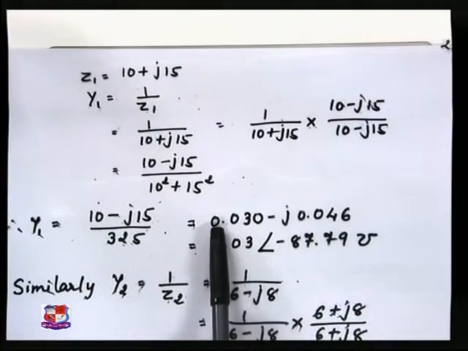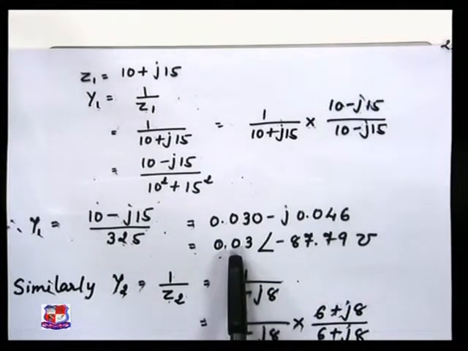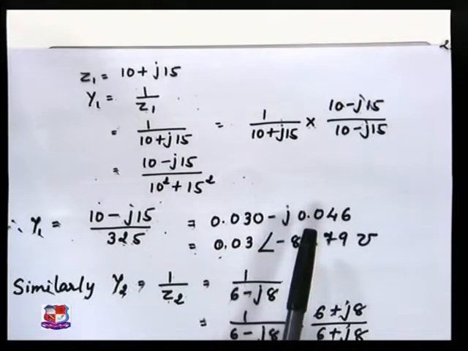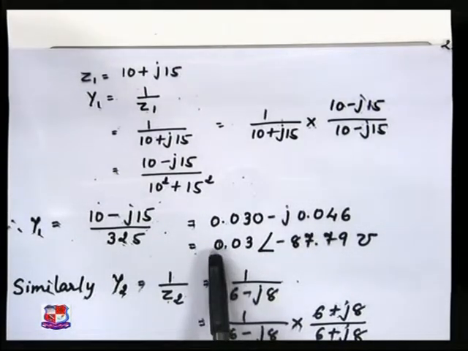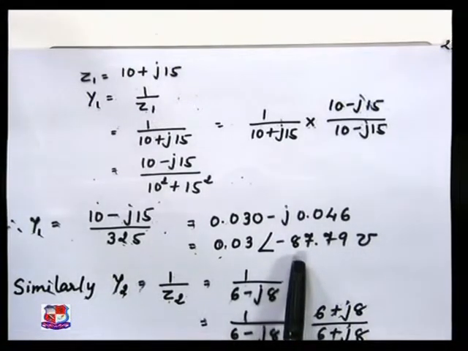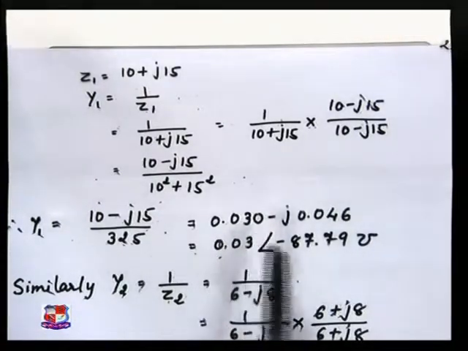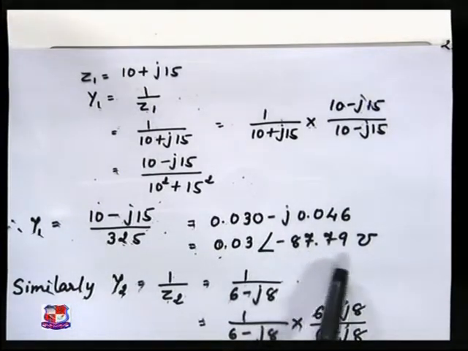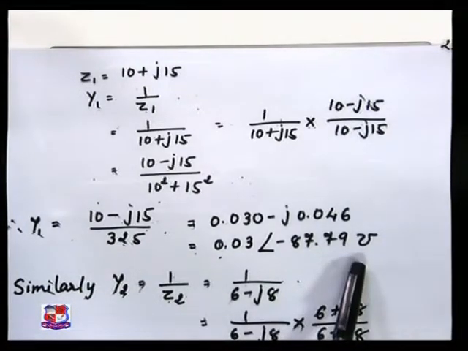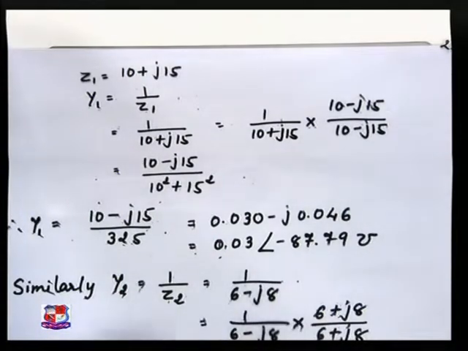This is the rectangular representation. You can convert this into a polar form. So for that, first of all, find the magnitude of this. So it is equal to under root of x square plus y square. So you can find the magnitude, which is 0.03, and your phase angle, which is equal to tan inverse y by x. So tan inverse 0.046 divided by 0.030. So your angle is minus 87.79, and the unit for admittance is mho. So here it is mho. So this is the value of Y1 for a first branch.